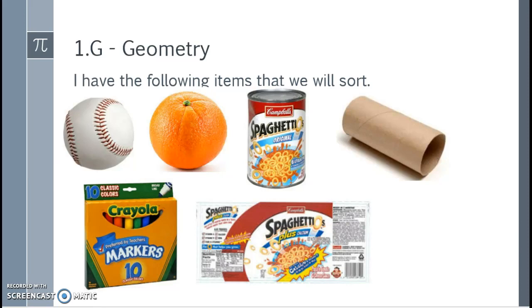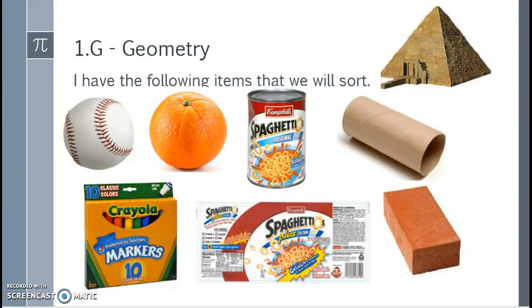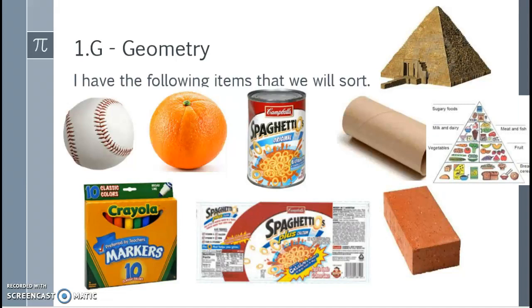The marker box is a rectangular prism because its corners are square, just like all rectangular prisms. A brick is a rectangular prism. It is really heavy, but not all rectangular prisms are heavy. The Egyptian pyramid is a pyramid because it comes to a point at the top. However, the food pyramid is not in the shape of a pyramid. It is flat, so it's not a real pyramid.